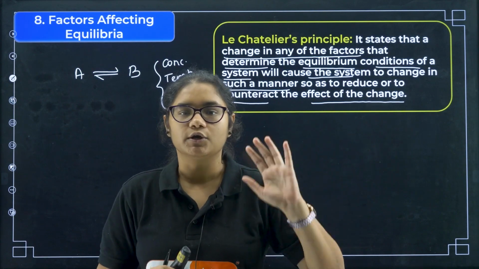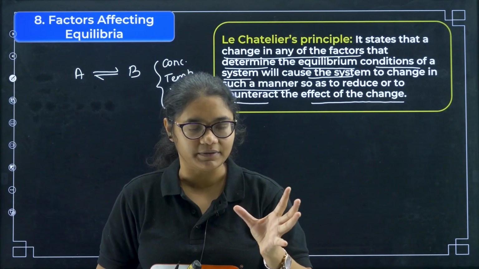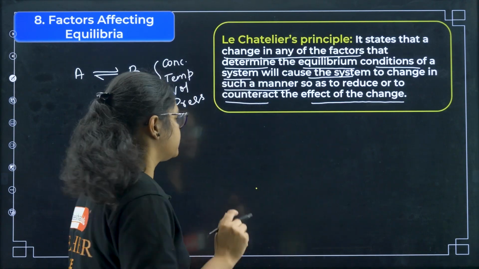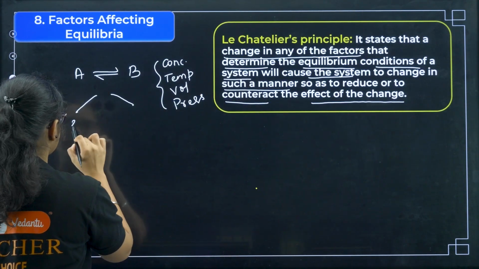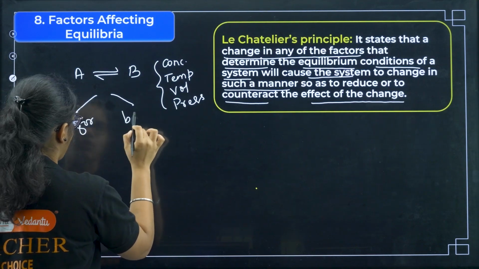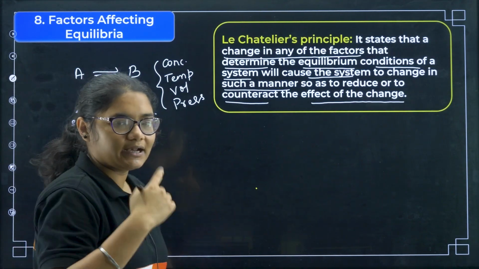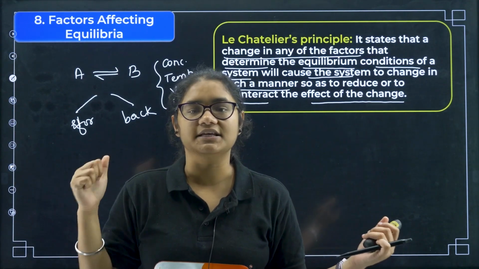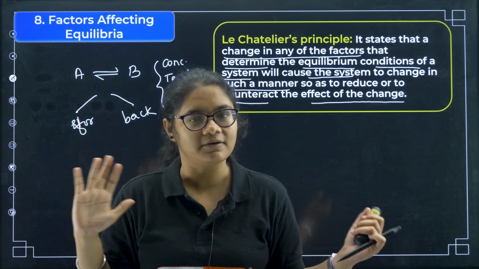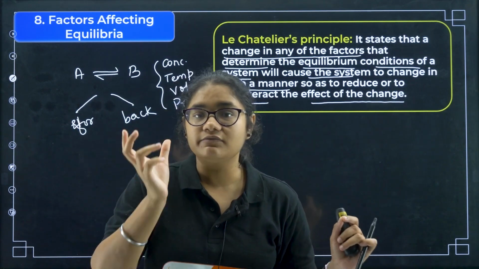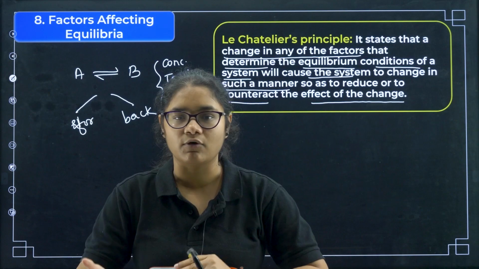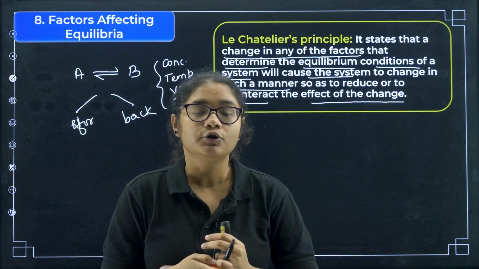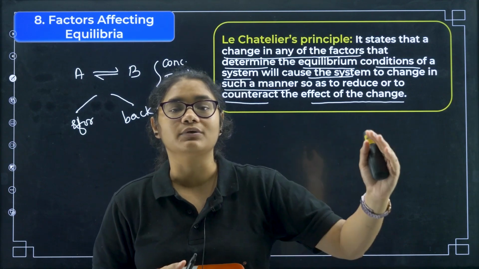If you are disturbing the equilibrium, then the reaction will shift. Reaction has 2 options to shift. Where can the reaction shift? The reaction can shift in either the forward direction or the backward direction. Once again, let us understand. If you are disturbing the equilibrium by changing the temperature, concentration, pressure and volume, then the reaction will shift, either in the forward direction or in the backward direction. The reaction will shift in such a way to counteract the disturbance that you have introduced.